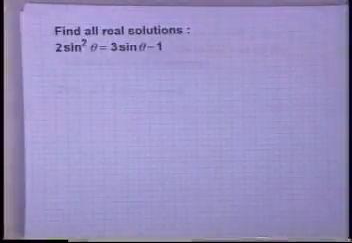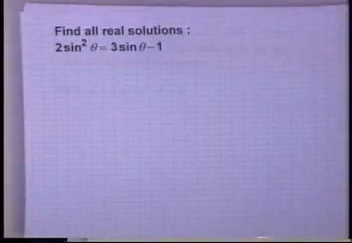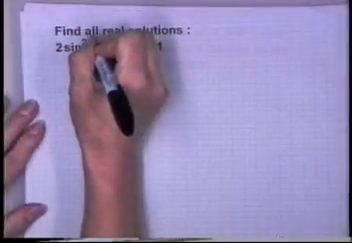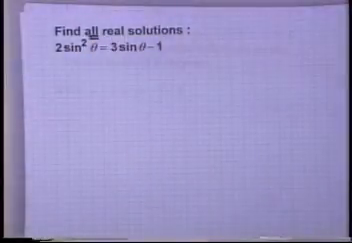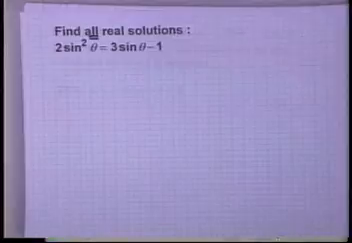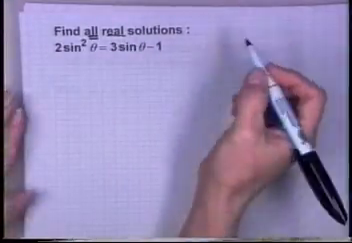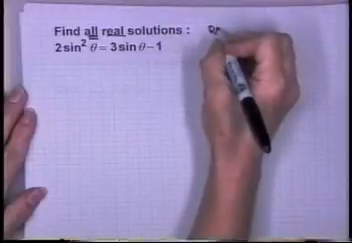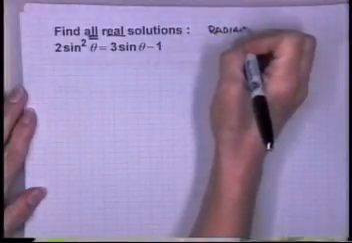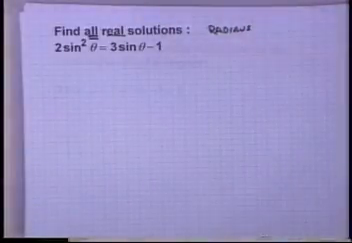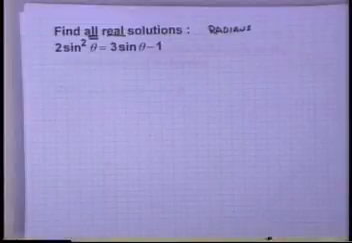Find all real solutions. All solutions. So that's indicating again that thing when we were doing revolutions. What does it mean by real solutions? That's not degrees, that's radians. Radians are real numbers. And so we want radian solutions and we want all of them.